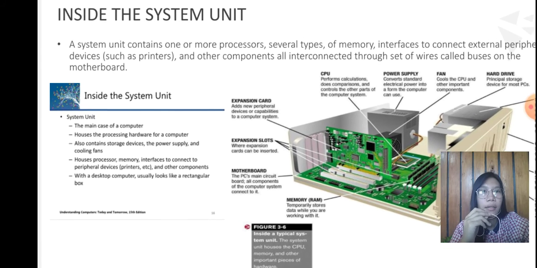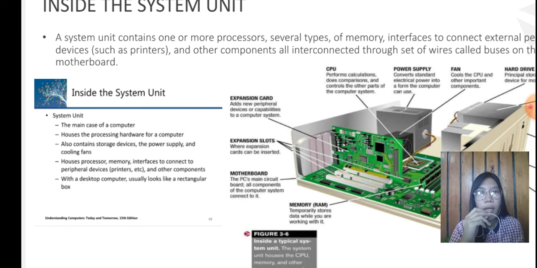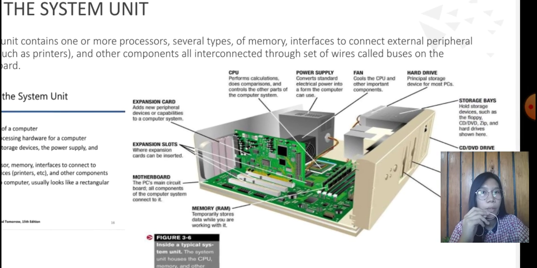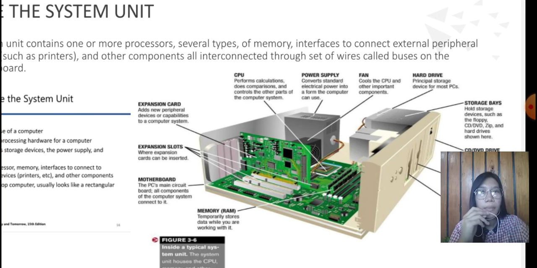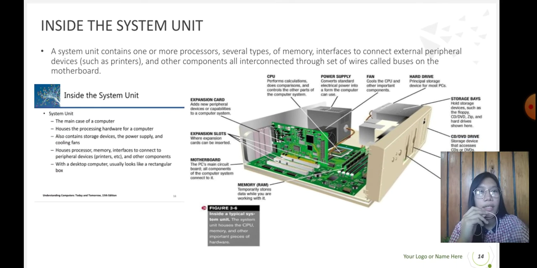So inside the system unit, the main case of the computer houses the processing hardware for a computer. It also contains storage devices, the power supply and cooling fan, and houses processors and memory interfaces to connect to peripheral devices, printers, and other components. The desktop computer usually looks like a rectangular box. So these are the insides of the system unit.